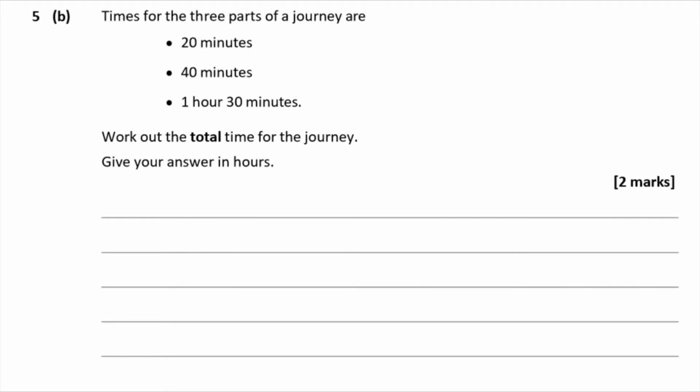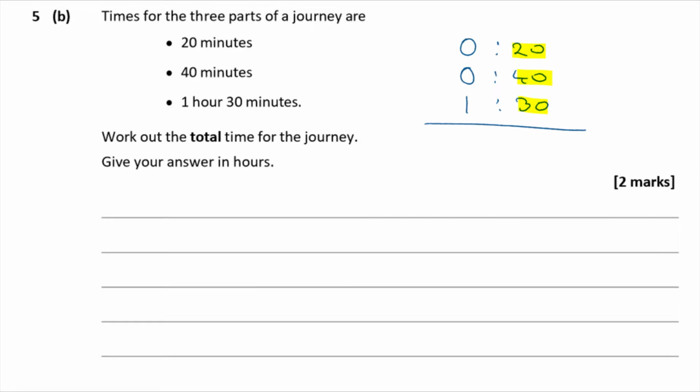Part B says times for the 3 parts of the journey are 20 minutes, 40 minutes, and 1 hour and 30 minutes. Work out the total time of the journey. Give your answer in hours. Okay. So now I need to add these 3 up. So I've got 0 hours and 20 minutes. I've got 0 hours and 40 minutes. And I've got 1 hour and 30 minutes. Okay. So with time, the best thing to do probably is to add up the minutes first.